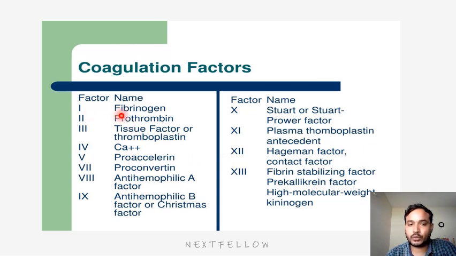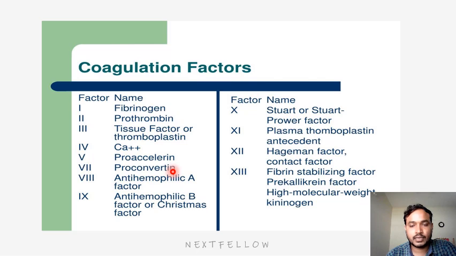Factor 1 is fibrinogen, 2 is prothrombin, 3 is tissue factor or thromboplastin, 4 is calcium, 5 is proaccelerin. There is no sixth factor, that is also an MCQ. 7 is proconvertin, 8 is antihemophilic factor A, 9 is antihemophilic factor B, also known as Christmas factor, 10 is Stuart factor, 11 is plasma thromboplastin antecedent, 12 is Hageman factor, 13 is fibrin stabilizing factor.